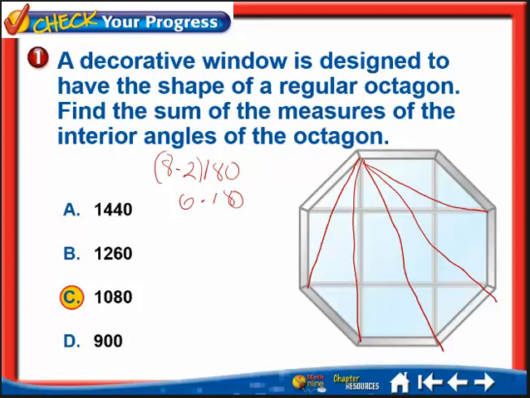What if I wanted to know what just one of these measures was? I would take this total and I would divide it by the number of angles that I have. And it's an octagon, so I have 8. Okay, and that would give me my one angle.